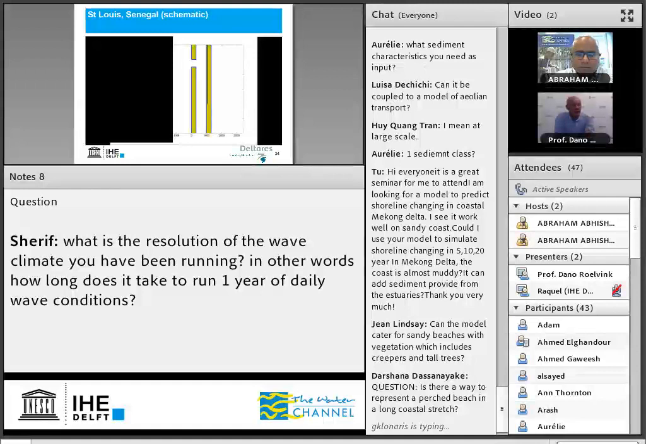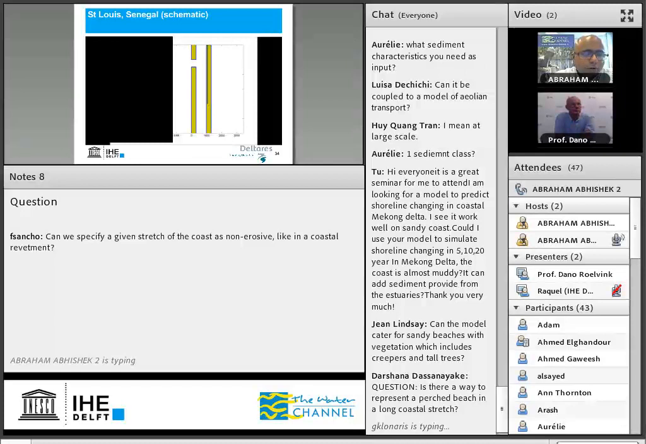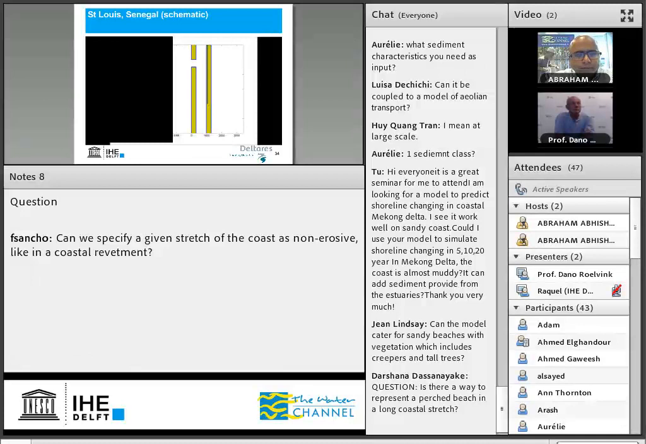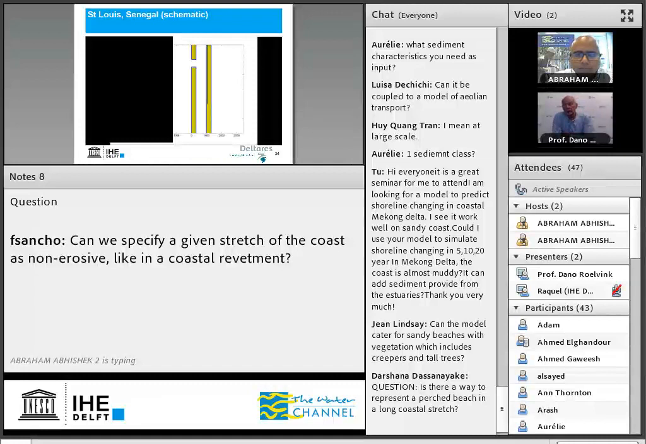Can we specify a given stretch of the coast as non-erosive, like in a coastal revetment? No, certainly. You can just define a structure, so you just click another polyline or provide another polyline with all the hard points in the coast that will either block the wave propagation or block the longshore transport.